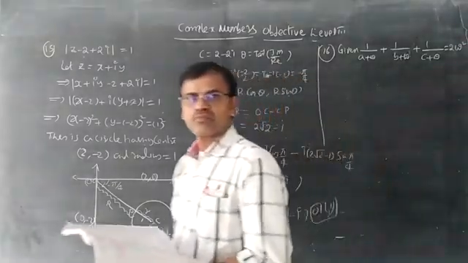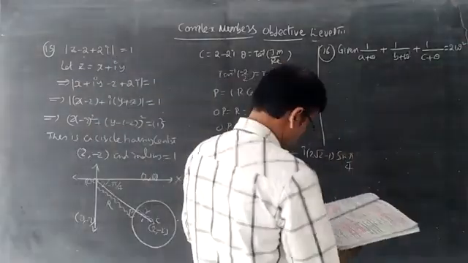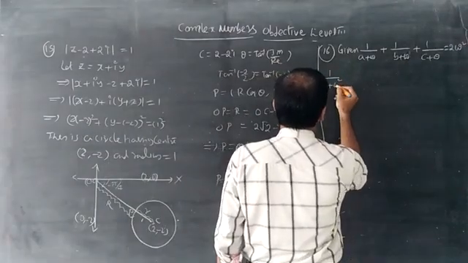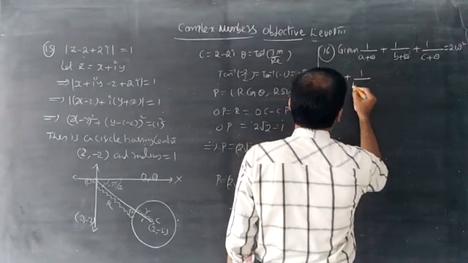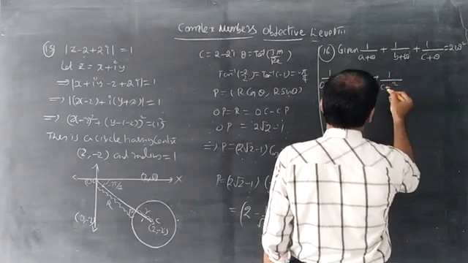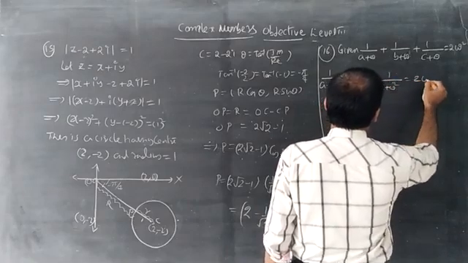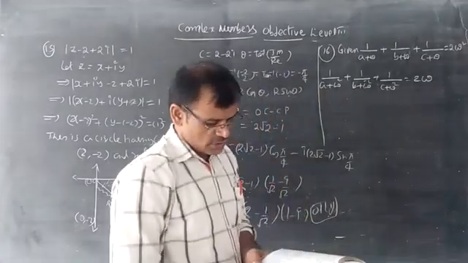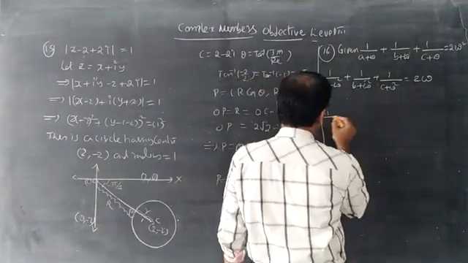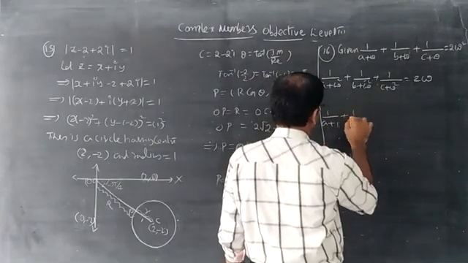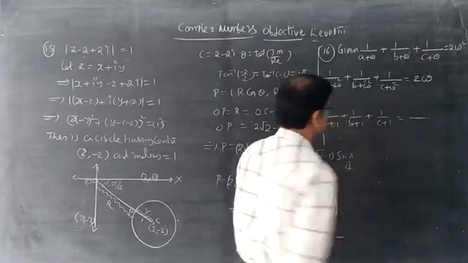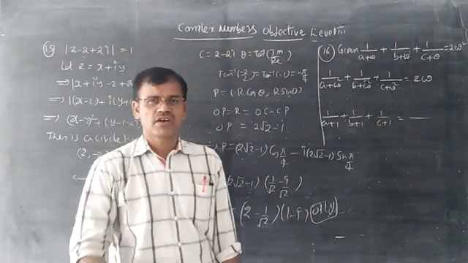Next one, 1 by a plus omega square plus 1 by b plus omega square plus 1 by c plus omega square is equal to 2 omega. Then we should calculate 1 by a plus 1 plus 1 by b plus 1 plus 1 by c plus 1 equal to dash. You can understand the shortcut.